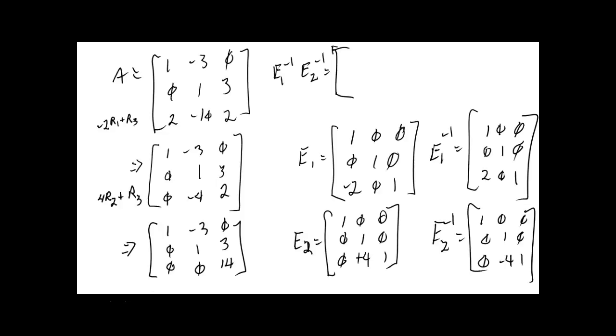They will multiply. 3 by 3 times 3 by 3 is going to give us a 3 by 3, right? So let's do it. These are pretty easy because they're pretty simple matrices. This one times this one: E1 inverse on the left, E2 inverse on the right. I think that comes out to 1, doesn't it?